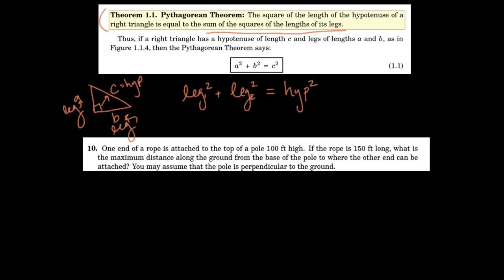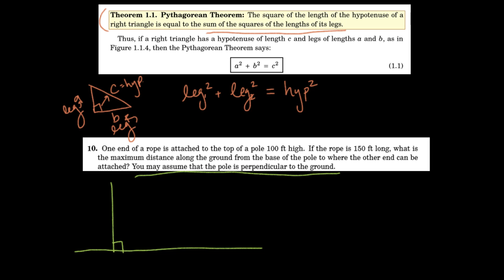So I thought I would do one example from your book to show you how to apply this. And there's also a couple of examples in the section if you can read through it. So when the end of a rope is attached to the top of a pole 100 feet high, I'm going to draw the picture. Here's my pole, and they do say you may assume that the pole is perpendicular to the ground. That's really convenient. So here's the ground right here. Perpendicular means that the pole and the ground form a right angle.